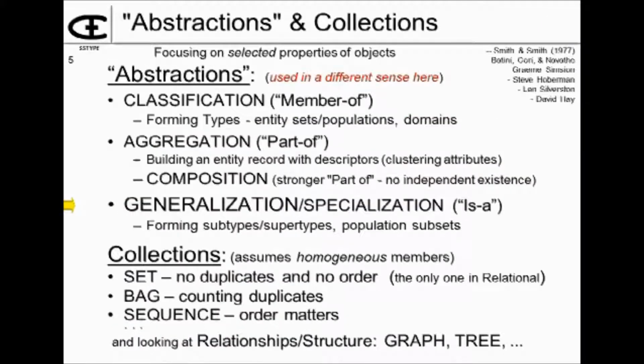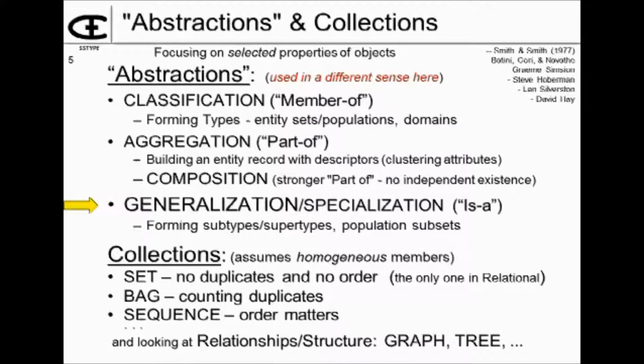So, just some definitions here, and this is important because there's a fair bit of disagreement as to what some of these terms mean in the field. I've got some of the key references up there of people who have talked about the notion of abstractions and subtypes and supertypes. The first one, Smith and Smith, was probably the first one that tried to put together a sort of a taxonomy of these things. And they talked about classification, aggregation, and generalization.